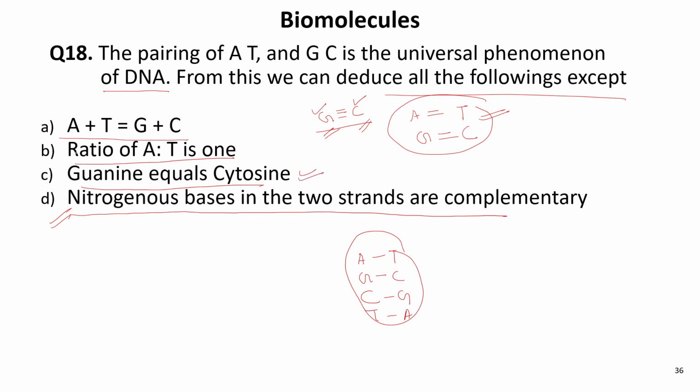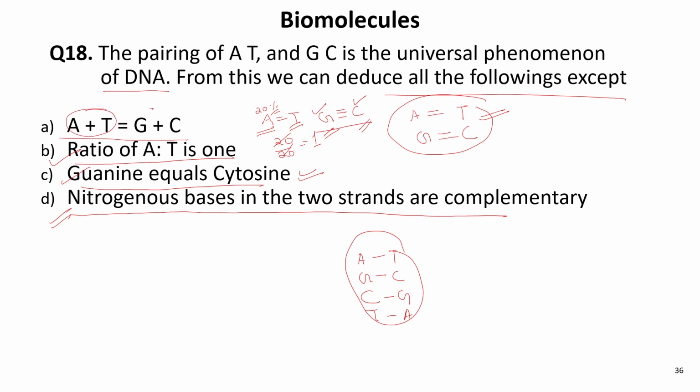In the same way, the ratio of A to T is 1. It means that adenine will always pair to thymine. So the percentage of adenine will always equal the percentage of thymine. Okay. Suppose there is 20% adenine present in a sample of DNA. Then 20% adenine, then 20% thymine also. So if you find the ratio, you will get 1. So this is also correct.